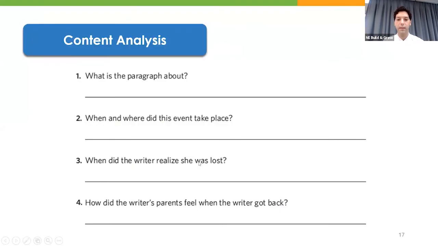Okay, right. And finally, number four, how did the writer's parents feel when the writer got back? Okay, they were angry, then happy. Okay, very good. They were angry, but they were glad that she was safe. Okay, excellent. Thank you guys very much. That was perfect. That was exactly what we're looking for.